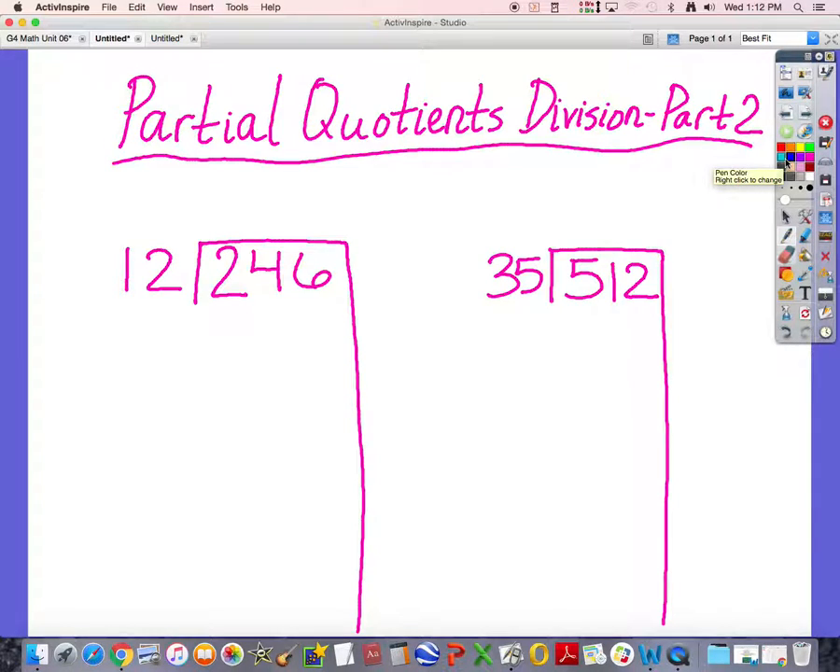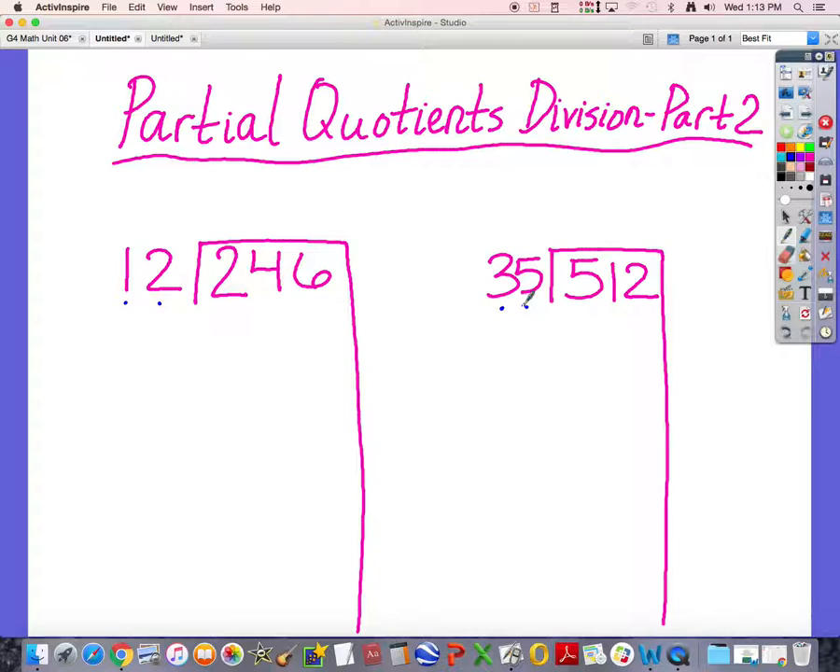I'm going to teach you part 2 of partial quotients division. Part 2 is different from part 1 in that the divisors are double digits. Partial quotients division part 2 is very similar to part 1. The question I'm going to ask myself is how many times can 12 go into 246?